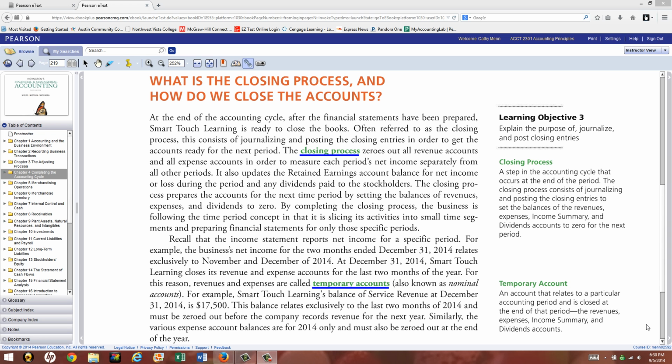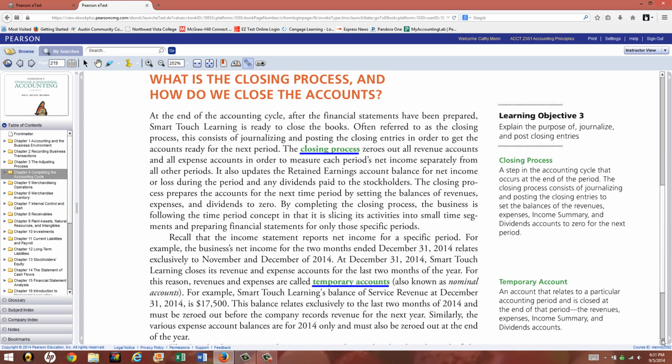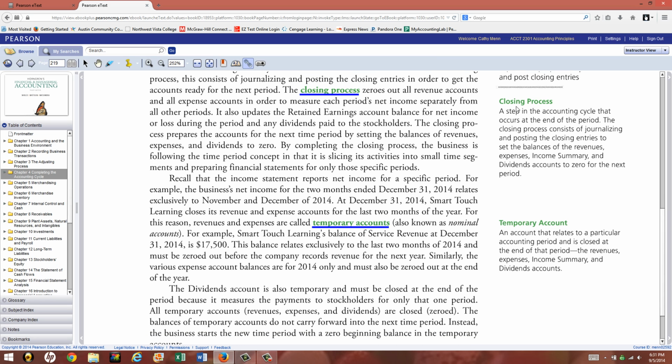And so this talks about the closing process, and it tells us the closing process zeroes out all revenue accounts and expense accounts. So what we're saying is any accounts that are found on the income statement are going to be zeroed out. And these accounts in the income statement are your revenue accounts and your expense accounts, and they are known as your temporary accounts, also called nominal, but they're called your temporary accounts.